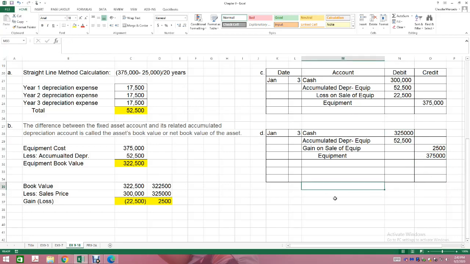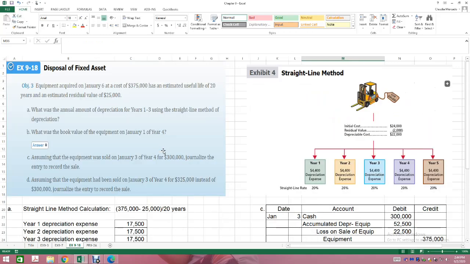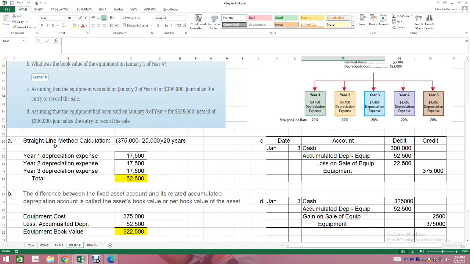I'm going to put a little notation here. The gain is equal to the 325,000 minus the 322,500. And that gave you the 2,500. So that is exercise 918. It shows you how to calculate depreciation.